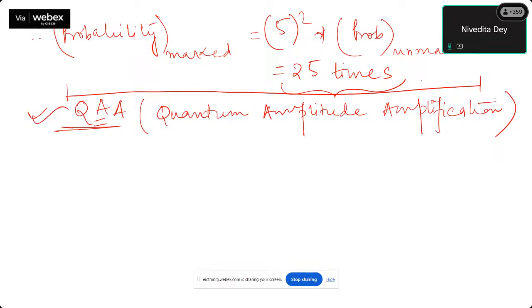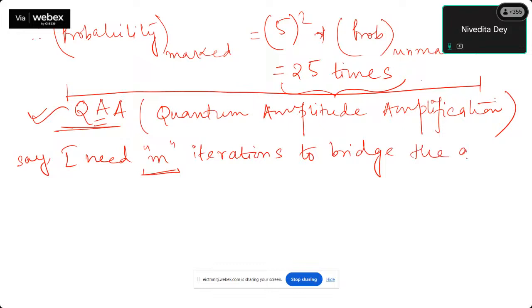Now say I need m number of iterations. Remember, this was the only thing we were left with: how many optimal iterations are required. So say I need m iterations to bridge the gap between my S and W, from the superposed state to the marked one. I want to convert it.